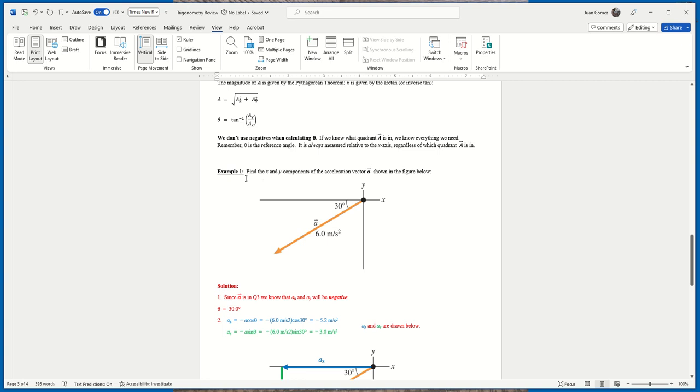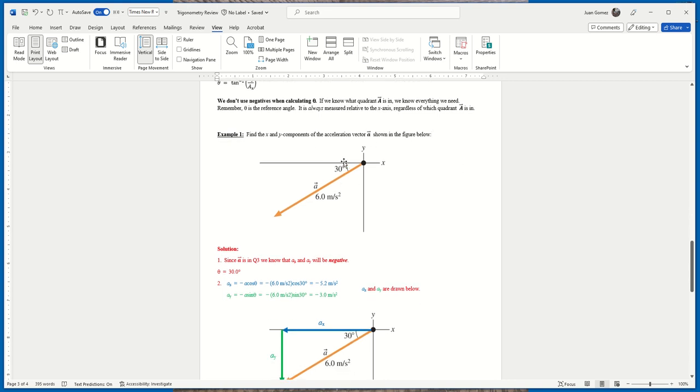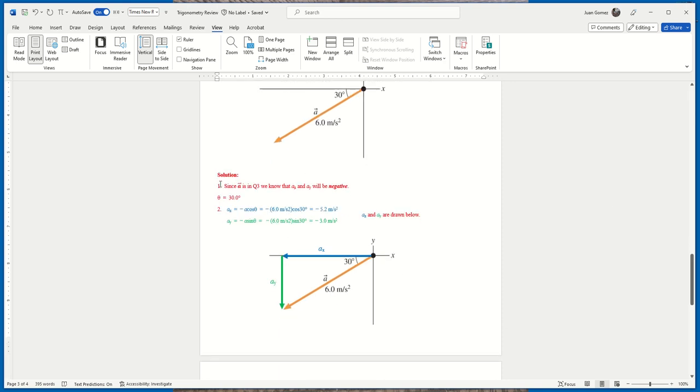So here, I want to find the x and y components of this acceleration vector A, shown in this figure. Well, we know here the acceleration vector is in Q3. So I know its x component and its y component are both going to be negative. Because again, that's my reference angle. Notice it's not negative 30, it's just 30 degrees. So the acceleration vector makes an angle of 30 degrees in Q3. And again, step one, since the vector is in Q3, I know its x and y components will be negative.